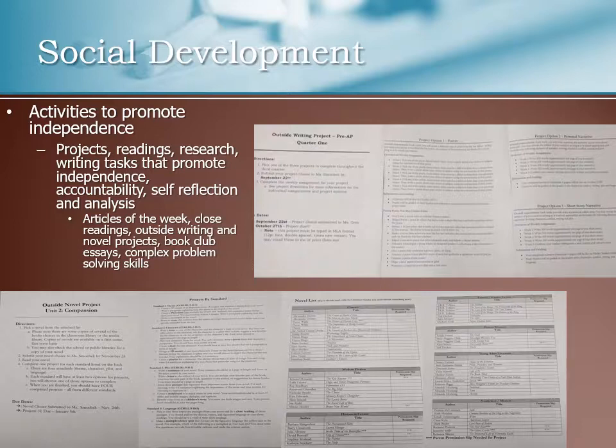What you're looking at here are two of the outside projects that I do in my class. The first one is a writing project where they can either write a series of poems, a personal narrative, or a short story narrative. So even though it is independent, it still focuses on their individual wants and needs in their learning process. The second one is an outside novel project focused on the idea of compassion.